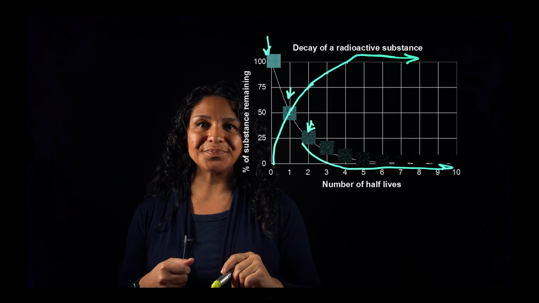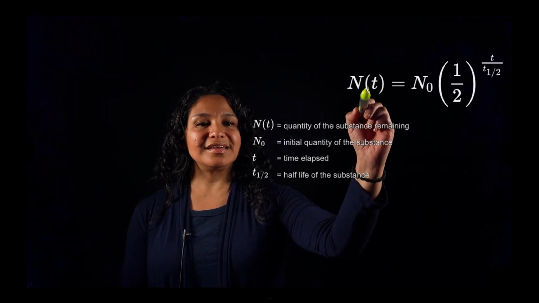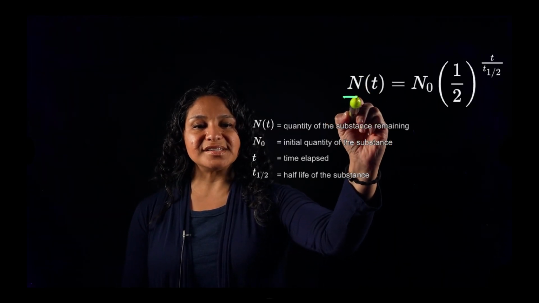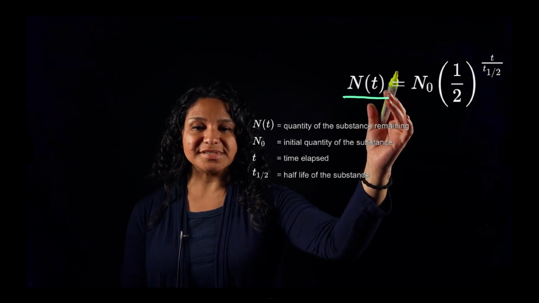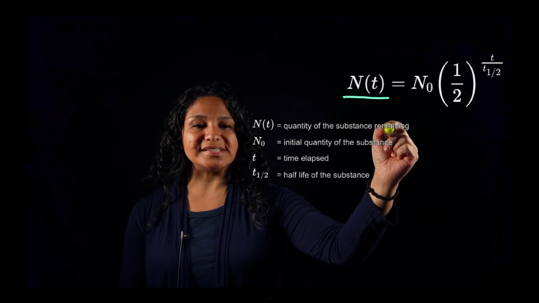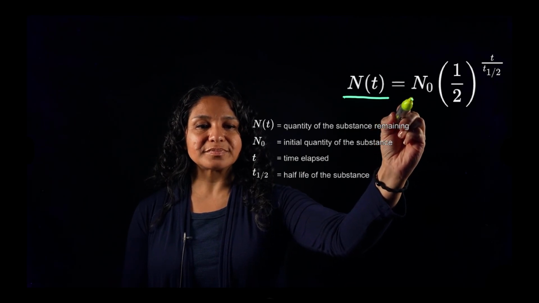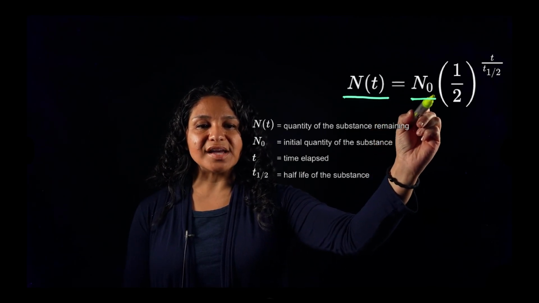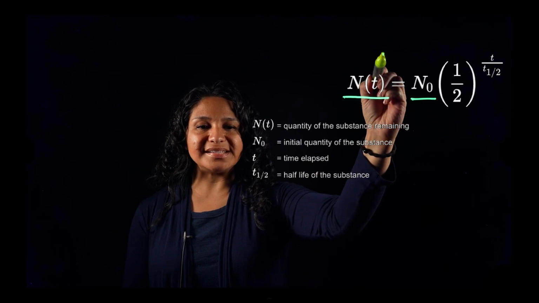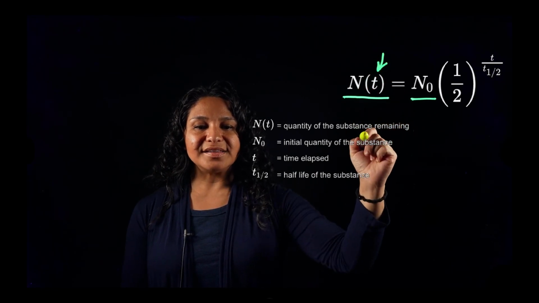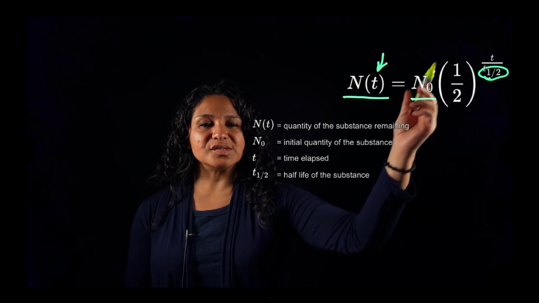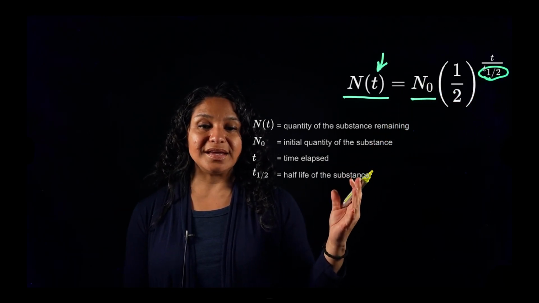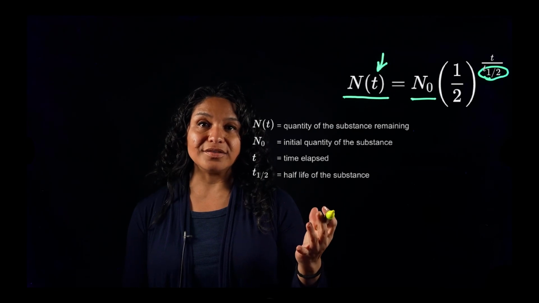In this formula, we see the quantity of the substance remaining, so that's the percent of the parent material that is left in a substance. We see the initial quantity of the substance, and then we also see the time elapsed, so that's represented by T, and the half-life of the substance. So as long as we know 3 of these things, then we can calculate for the other one.